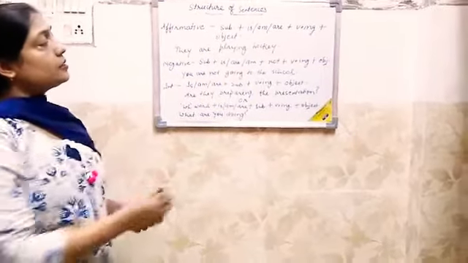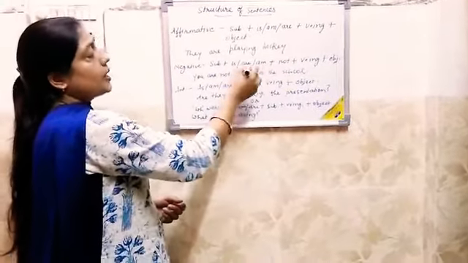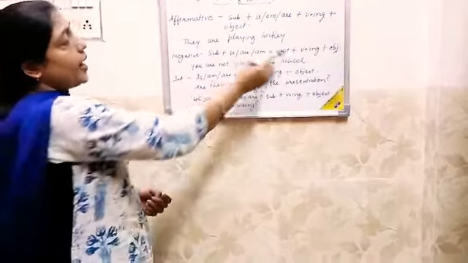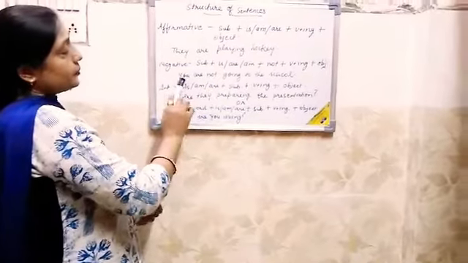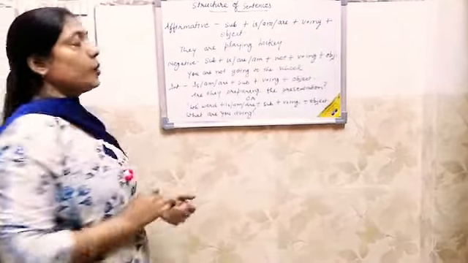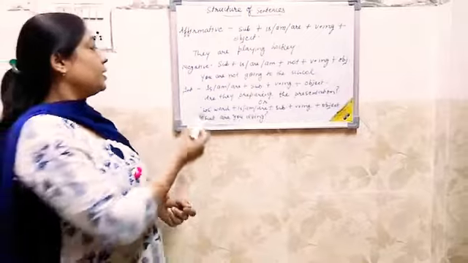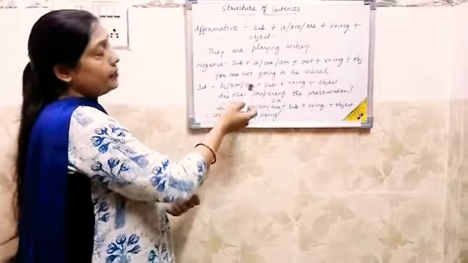In negative sentences, not is used after is, are or am, and the ing form of verb is still used. For example, you are not going to the school. In interrogatives, is, am, are, that is the helping verb.